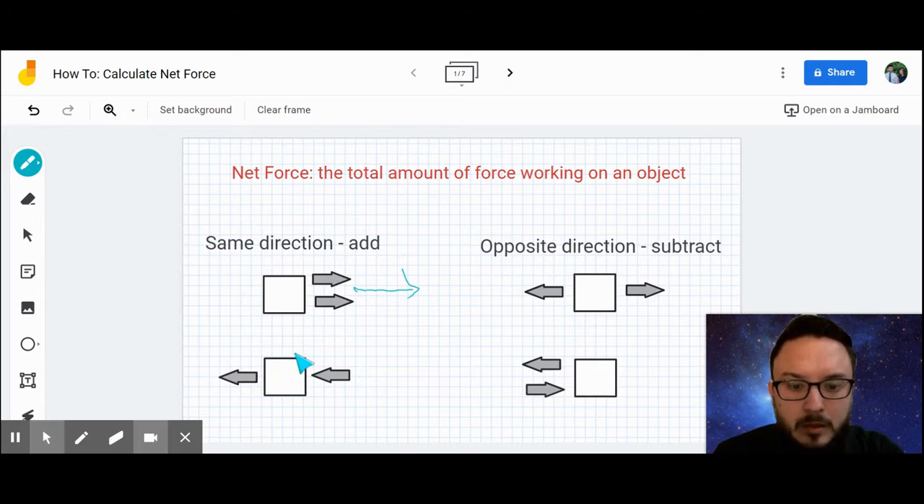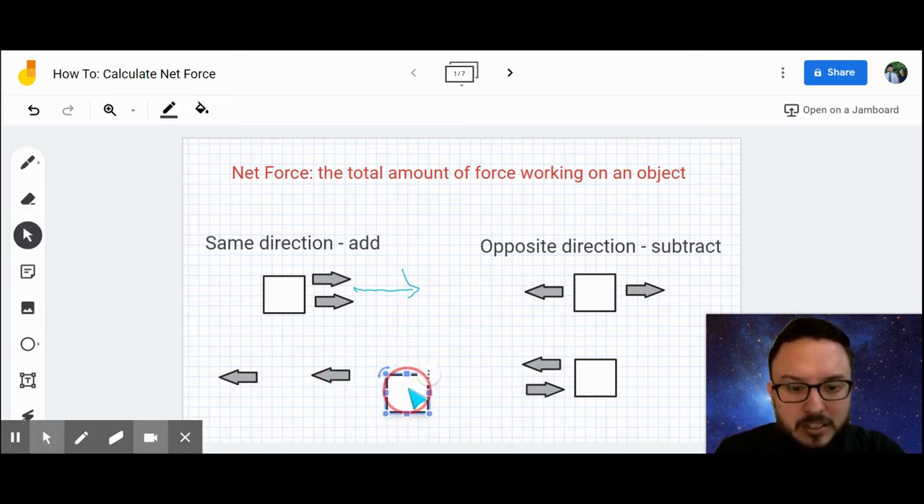We see the same idea down here in this picture. There's two forces. They're on different sides of the box, but they're still pointing in the same direction. We can even ignore the object itself. The object doesn't really matter because we're just concerned about the forces.